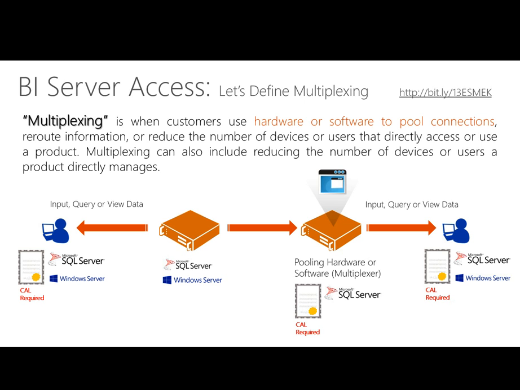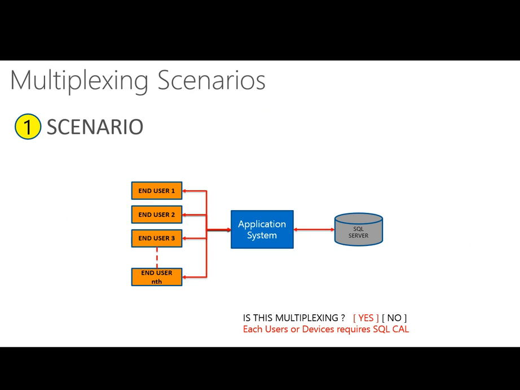Because some users would say, for example, in this one, if I go back, the user would tell us, I'm the user, I'm not connecting directly to the SQL Server. I'm connecting to the application, and the application is connecting to the database. So it's like bridging again. So in that case, the user needs to have a client access license. So let's discuss and show you some scenarios about multiplexing.